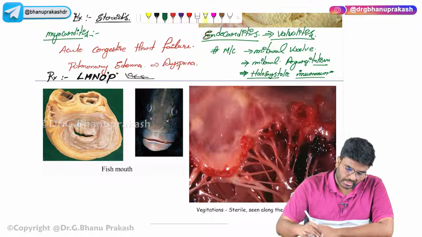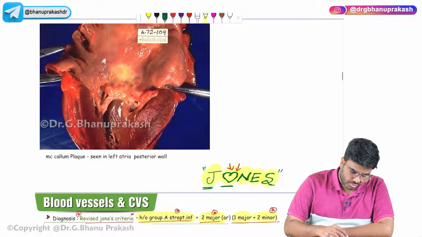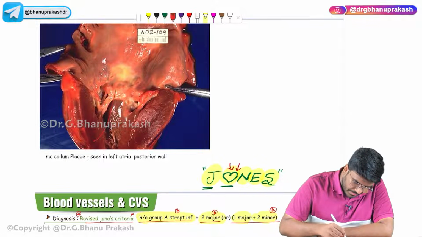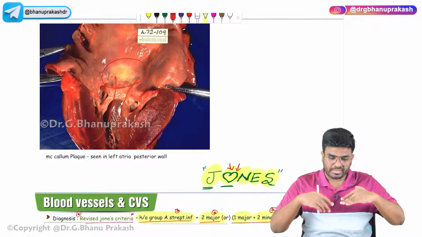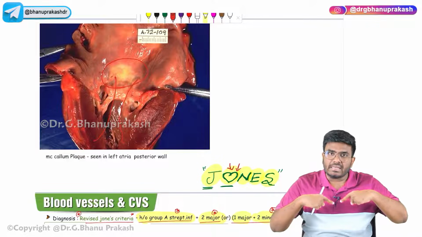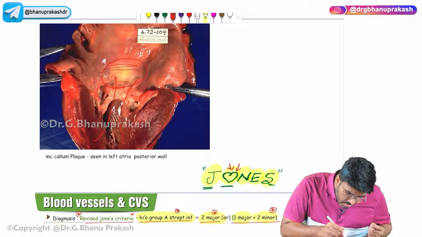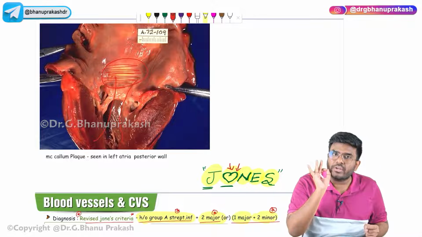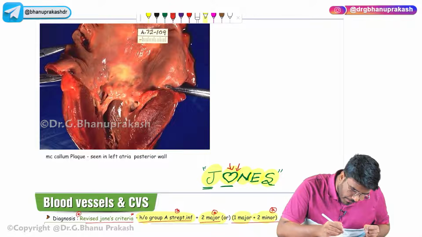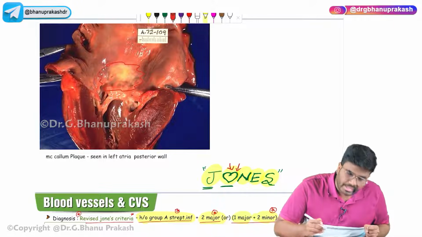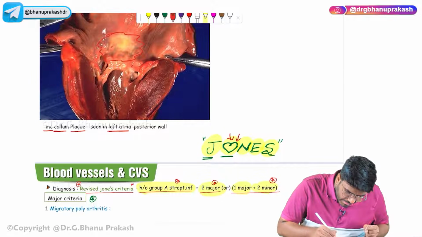Not only that, because of this regurgitation, look here, I have shown you, the blood from the left ventricle is going to regurgitate back into the left atria. The mitral valve is not closing properly, there is a regurgitant jet of blood. This jet is going to hit the wall of the left atria, causing a plaque or a patch here. This is called McCallum's plaque, seen in the left atrial posterior wall.